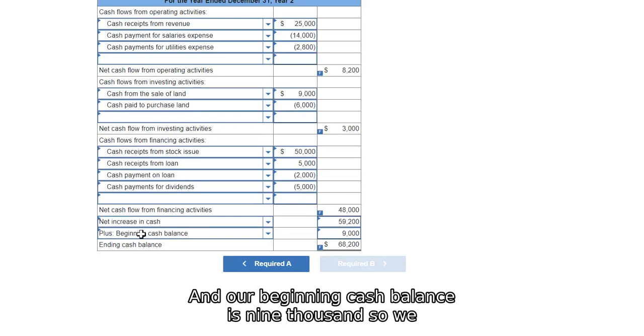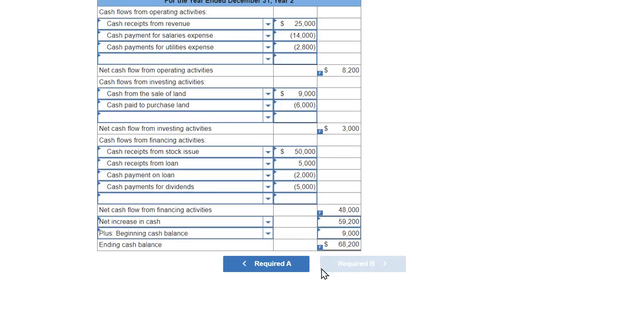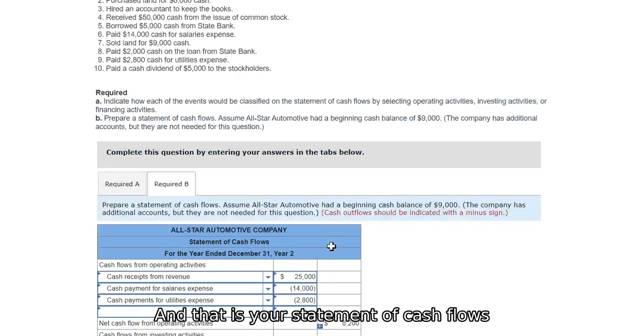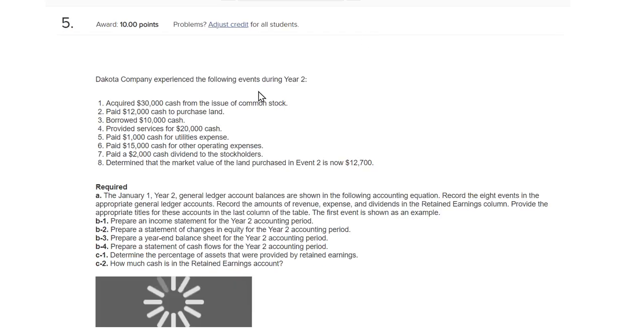And our beginning cash balance is 9,000, so we have an ending cash balance of 68,200. And that is your statement of cash flows. Moving right along. All right.